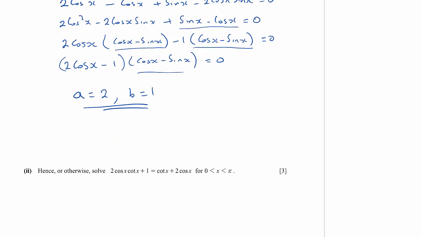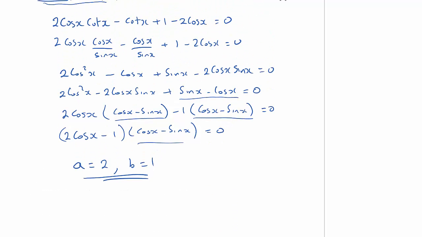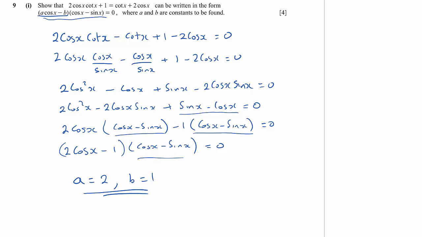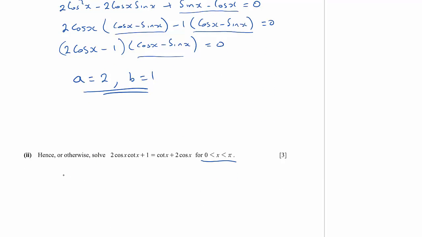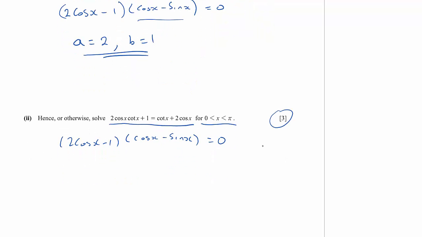So hence or otherwise, solve this equation for 0 to pi, and you'll notice that the equation is just what we had up here. So we can say that's 2 cos x take away 1, times cos x minus sin x, is equal to 0. And note that you could do that whether or not you could prove the part above, so you can still get these 3 marks here. So cos x is equal to a half, or cos x is equal to sin x.